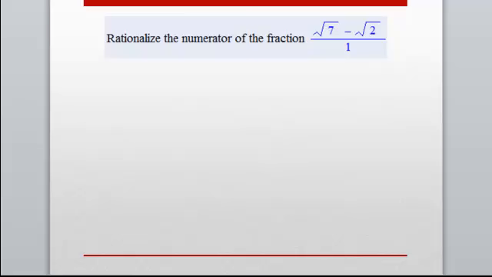Okay, one more problem. Rationalize the numerator this time. That's not something you do very often, but they're asking for it in this program, so we'll go ahead and work it. If you want to rationalize the numerator, you work it the same way. You're just going to multiply this by the conjugate of that. So the square root of 7 plus the square root of 2.